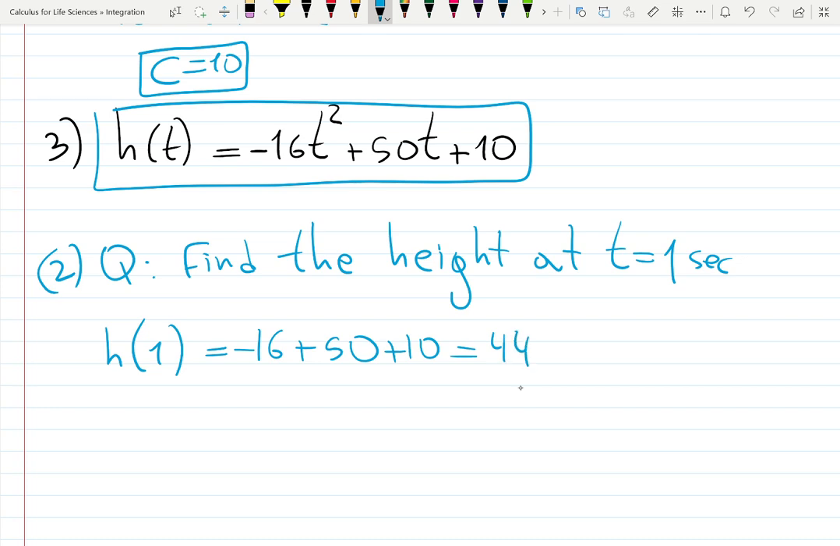44 units, feet. So it used to be 10 feet at the very beginning, at 0. In 1 second, it's already 44 feet. That's a very fast growing height. So I guess maybe it's a cannon shooting the rock.